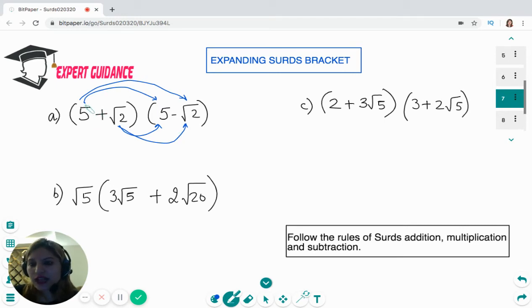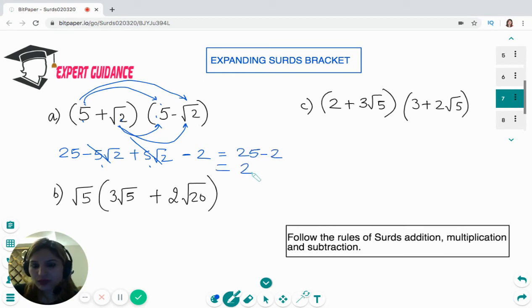So first we'll start with 5 times 5, which is 25. Then 5 times minus root 2 gives minus 5 root 2. Then root 2 times 5 gives plus 5 root 2. And root 2 times minus root 2 is minus root 4, which is minus 2. Now this minus 5 root 2 and plus 5 root 2 get cancelled because they have opposite signs. You have 25 minus 2, which is 23. Okay, so I hope this is clear to you.